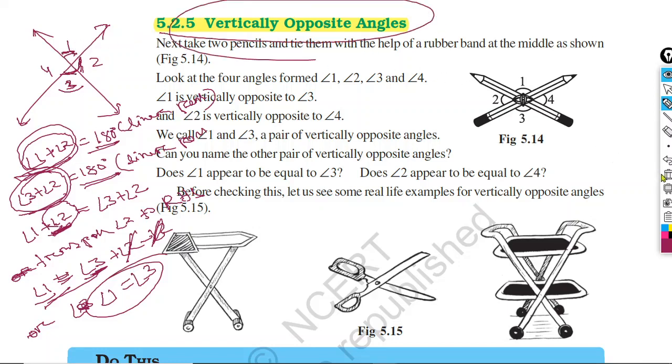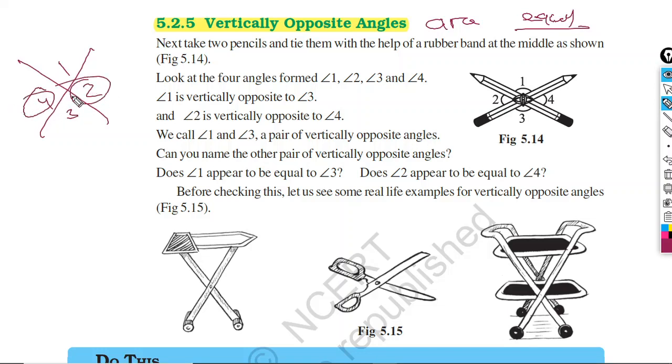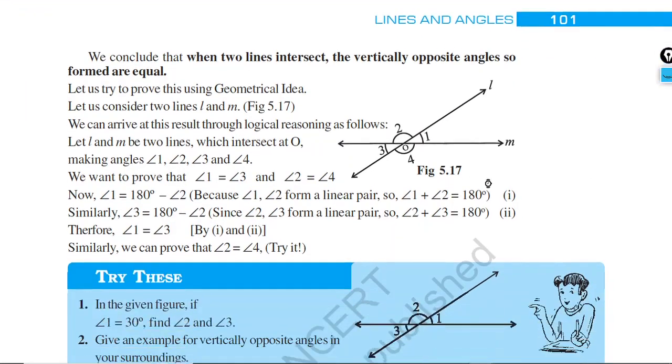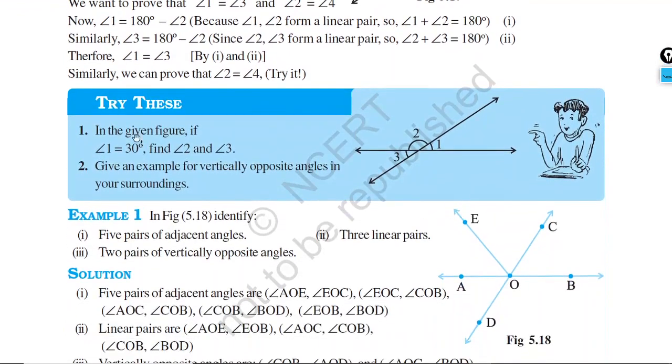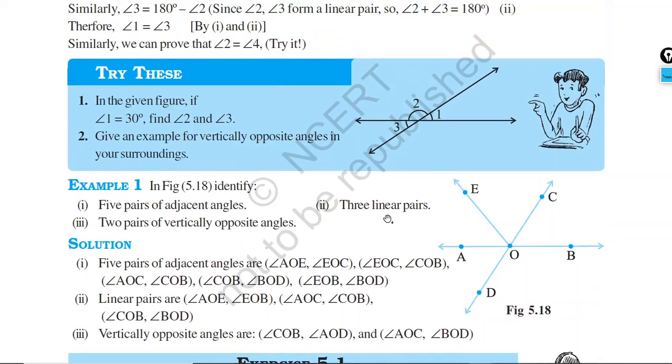Okay, so what you learned here is that vertically opposite angles are equal. Similarly, we can prove that in this figure 1, 2, 3, 4, angle 4 is also equal to angle 2. So this is about vertically opposite angles. Now again there is a try this regarding vertically opposite angles. You please try this. Okay, you try all this, try this, and submit it to me on the group.